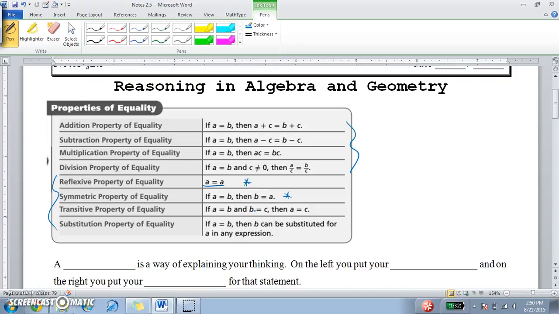So the next one is the transitive property. Transitive property is sort of like the law of syllogism that we learned in the last section. So transitive property says if A equals B and B equals C, then A equals C. The last one, substitution, this one is going to come in a lot. So if A equals B, then I can substitute B for A in any expression or equation.